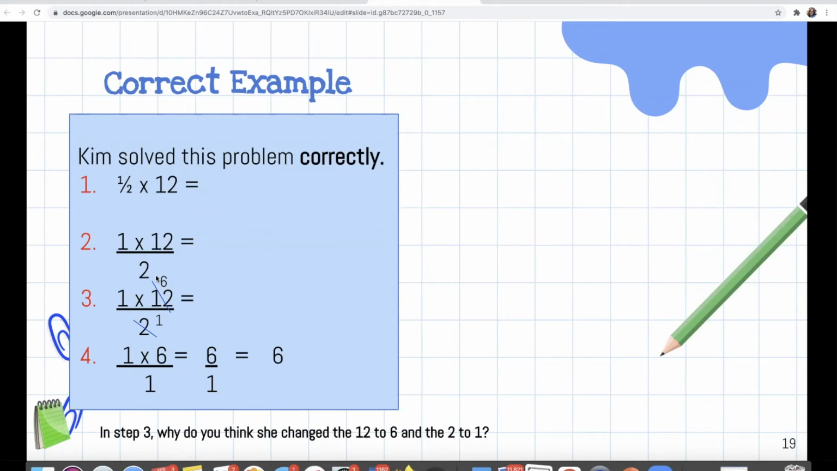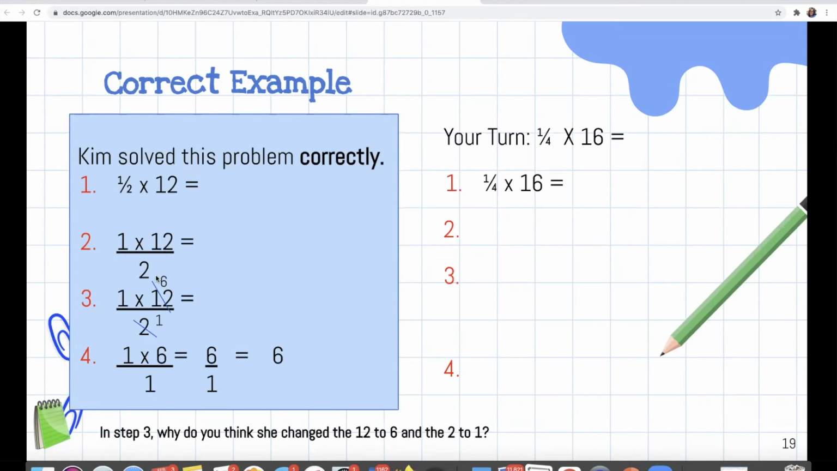Now, in step 3, why do you think she changed the 12 to a 6 and the 2 to a 1? And so you can talk about that. And you would walk the students through that. And then you would give them a problem again that looks exactly the same. So your turn for the students, as you can see, we've completed the first part of it, which is basically rewriting the problem. Now, what are we going to do next?